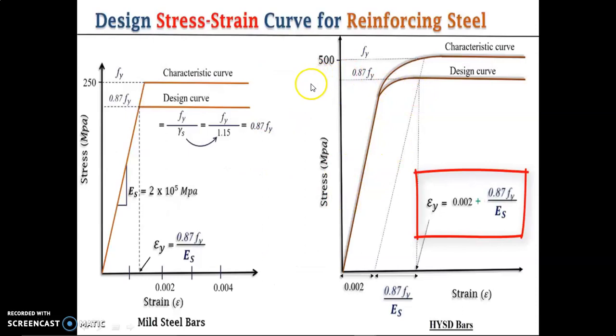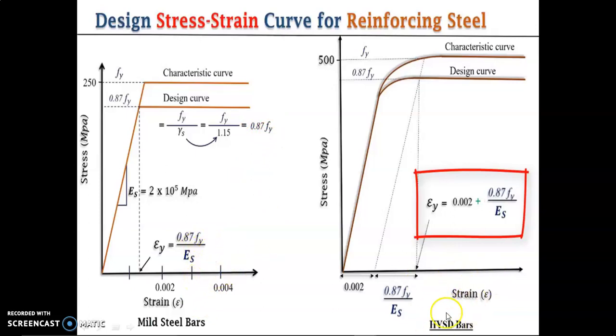Same we have a stress strain curve for reinforcement steel. First it is for mild steel bar and second one is for HYSD bar. Here we have different curves for design curve and characteristic curve, and here we get 0.87 fy as the design strength of steel, and the strain value is 0.87 fy/Es. Why? Because we know that modulus of elasticity is equal to stress upon strain. So strain is equal to stress upon modulus of elasticity, and here design stress is 0.87 fy. That's why here we get 0.87 fy/Es.